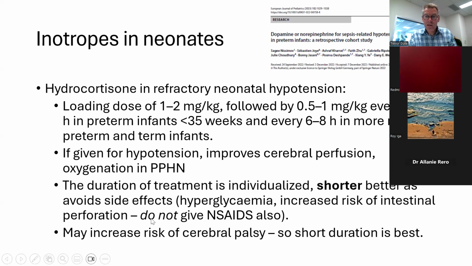If you're giving steroids or other inotropes to preterm neonates, you should never give non-steroidal anti-inflammatory drugs too. You never give them ibuprofen or non-steroidal anti-inflammatory drugs, because that increases the risk of intestinal perforation.